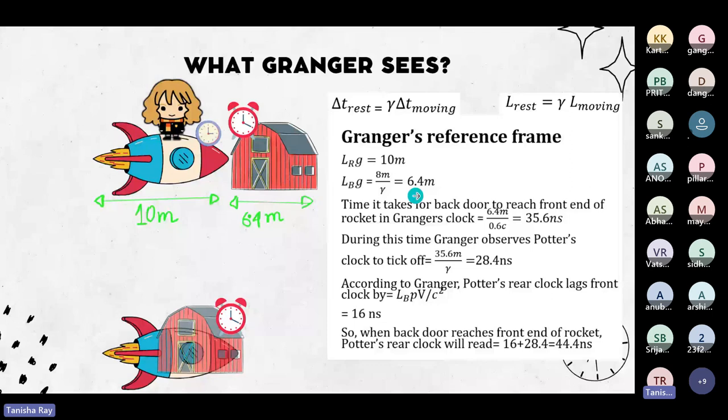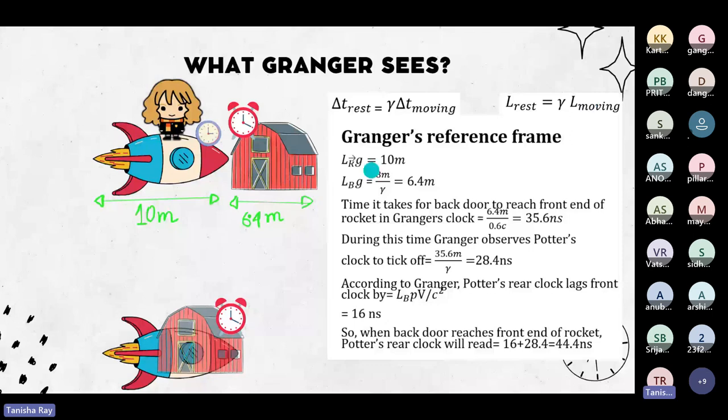So if this 8 meter length for the burn was what we had calculated in the frame of Potter, when Potter was at rest, we will place that 8 meters here. Then the length from the perspective of Granger will be gamma times less than this length. And so we will get a nice 6.4 meters here.